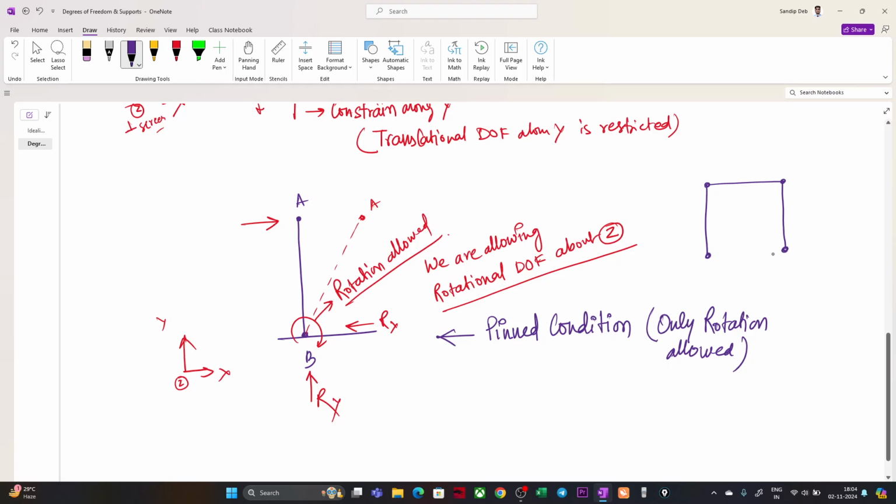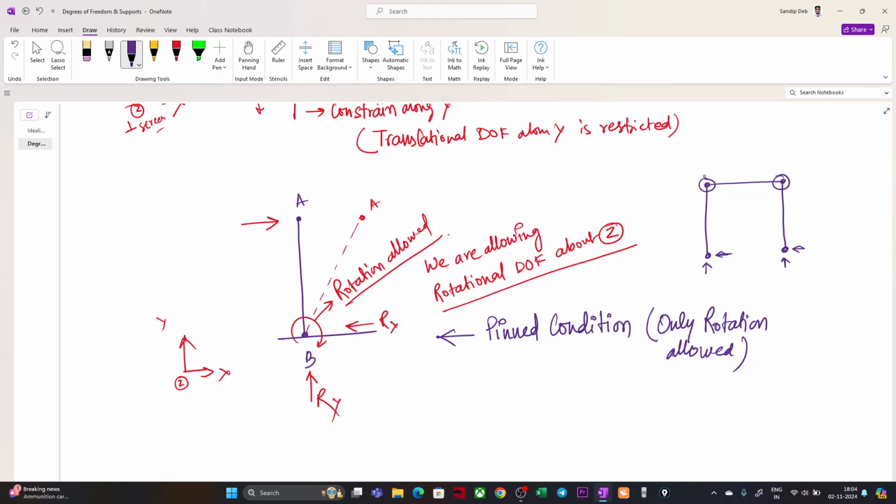Okay, this structure again is not stable, because this is pinned. Suppose this is only pinned, like this. Here, if the degrees of freedom of this particular joint are such that it can translate and it can also rotate, then this particular structure is not allowed.